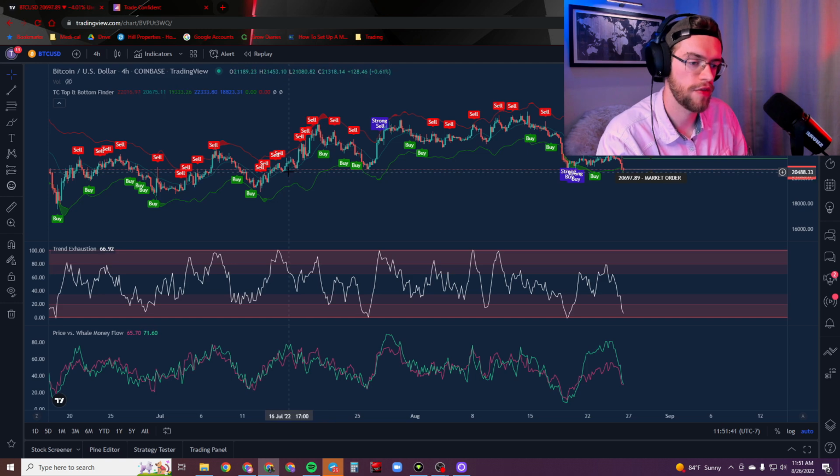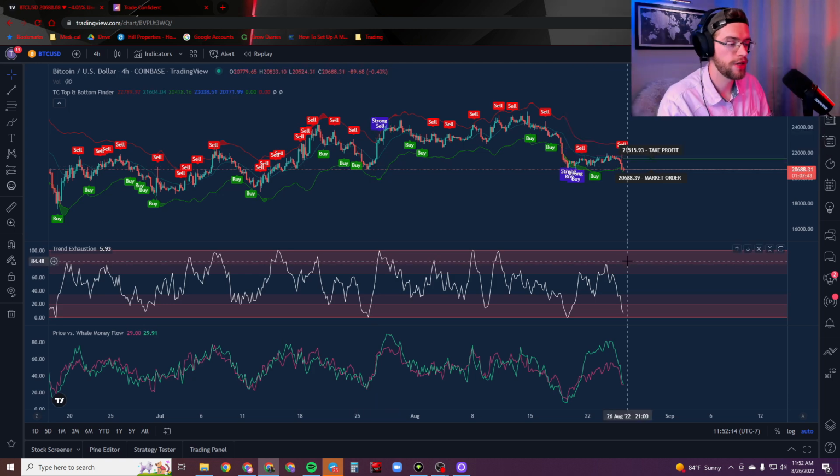As an example, we have an uptrend in price here, but both the trend exhaustion and price versus whale money flow had already begun trending down, and we almost immediately saw this downtrend happen. When entering a long trade, what we're looking for is for the trend exhaustion to be in its bottom sections, ideally the outer bottom red section, and the price versus whale money flow to be low, ideally below 30.